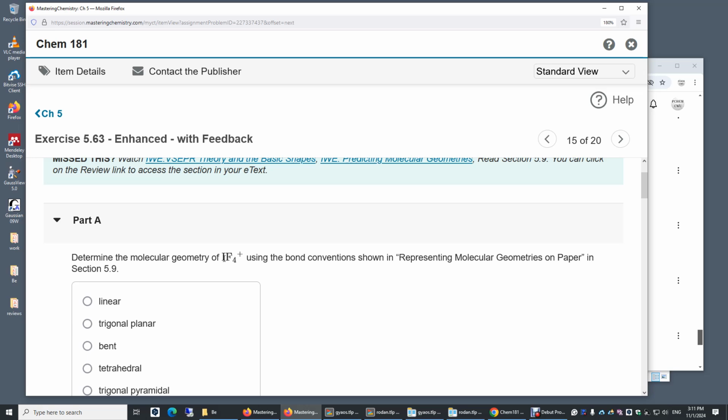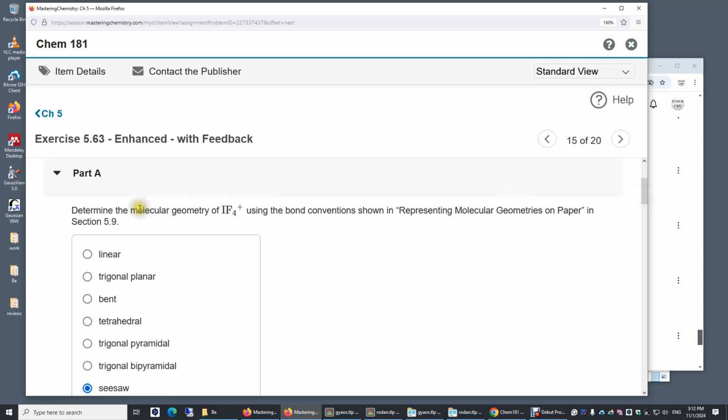It's going to form 4 single bonds with the 4 fluorine atoms, and then there are 2 extra valence electrons as a lone pair. So surrounding this iodine, we have 1 lone pair and 4 single bonds. The electron geometry is trigonal bipyramidal.